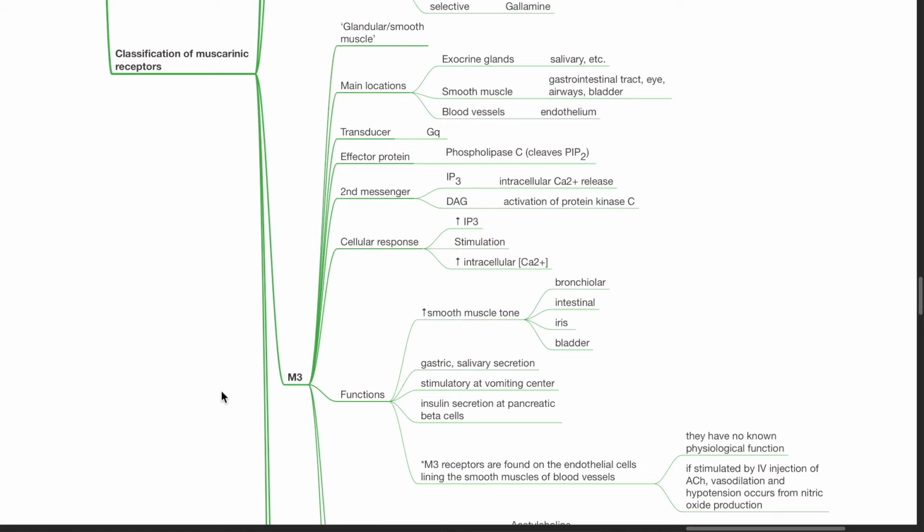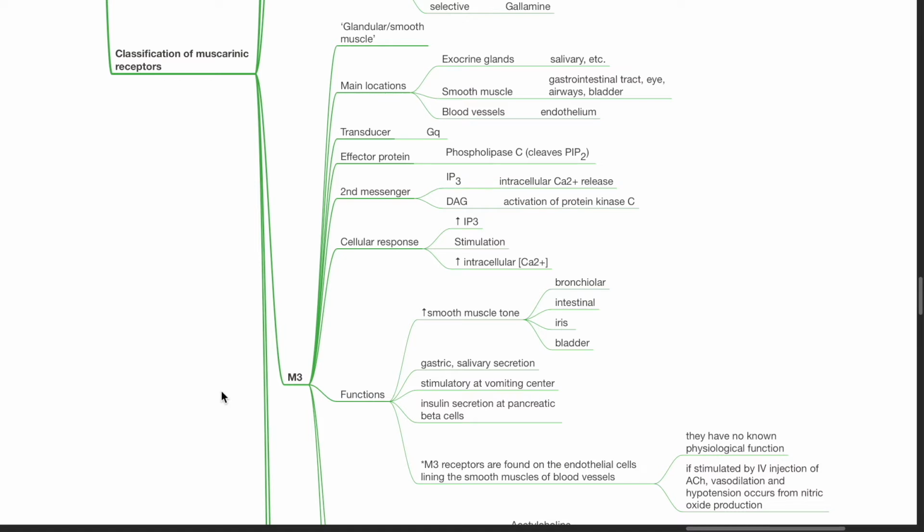M3 receptors are mainly located at exocrine glands such as salivary glands, smooth muscle such as in the GI tract, eye, airways, and bladder, and in the endothelium of blood vessels. Transducer is Gq. Effector protein is phospholipase C, which cleaves PIP2. Second messenger is IP3 and DAG.